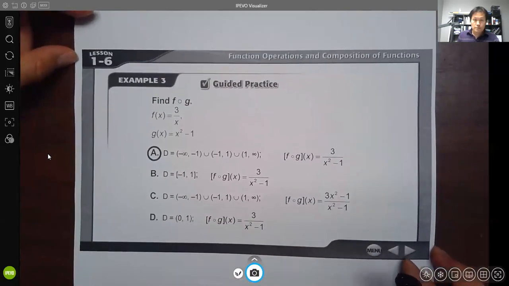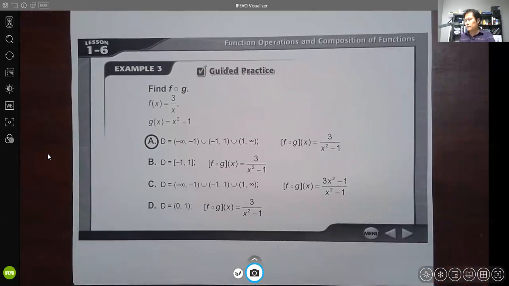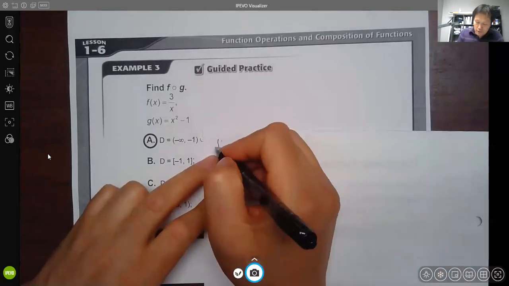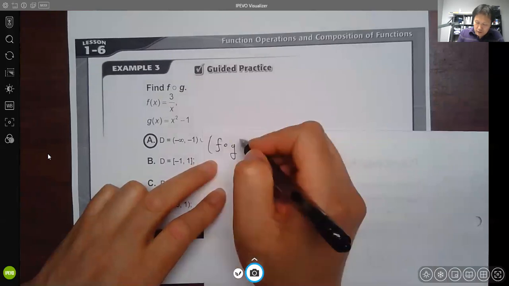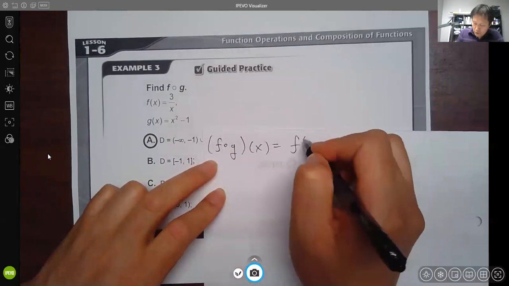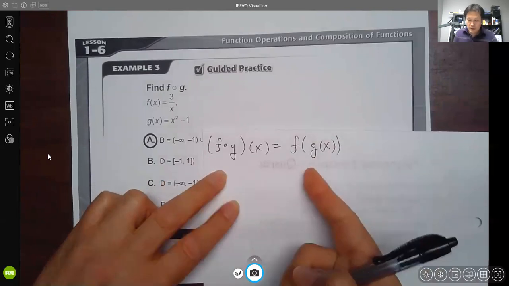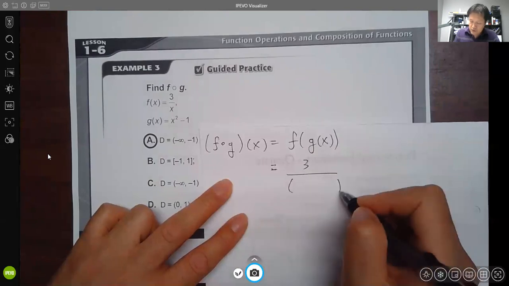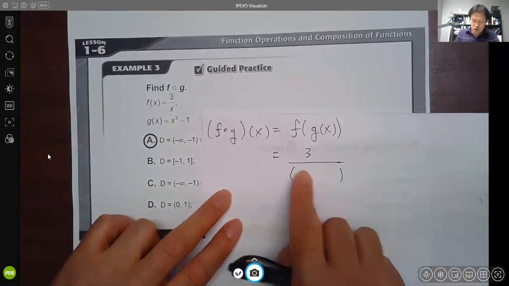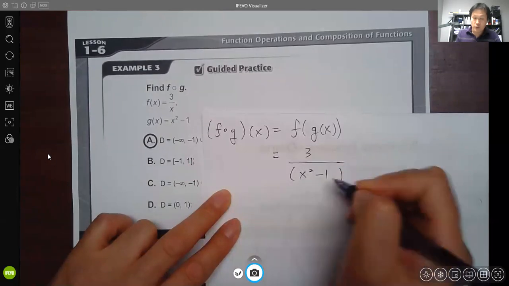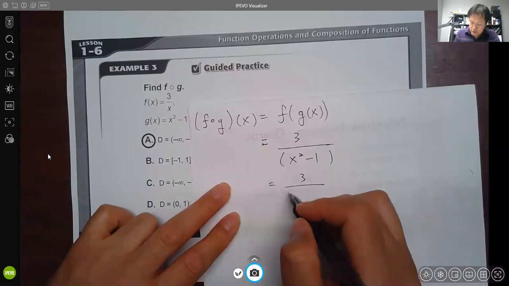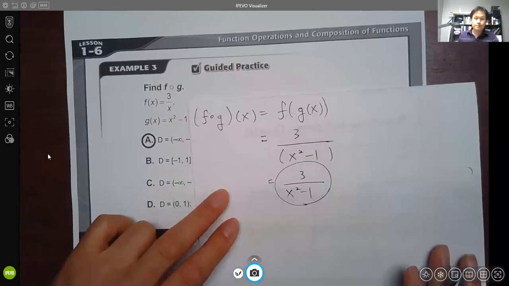Okay, pause the video, please, then try it. So they are asking f of g of x, which is the same as f of g of x. G is inside. F is what? 3 over something. And g goes inside. X squared minus 1. So nothing to do here because in front of a parenthesis, there's nothing. So this is the answer.